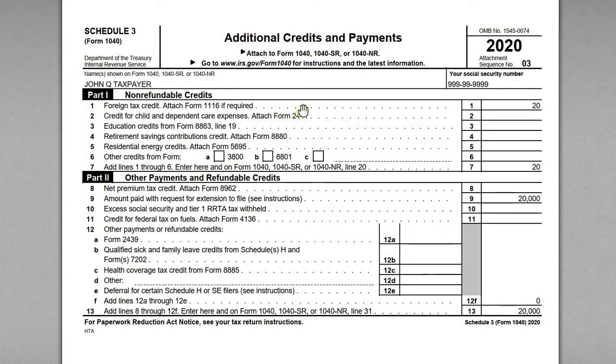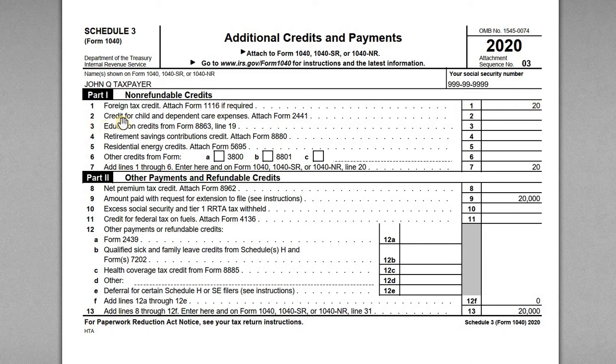In this example, we have John Q. Taxpayer. He has some dividends that he reported on his tax return that he received from a foreign country. He owed $20 to the foreign country, which was withheld from the dividend income. So in this case, he's taking a foreign tax credit for the $20 he paid to that foreign jurisdiction.